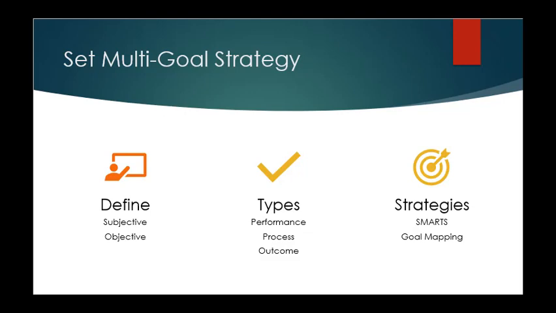Process goals are the actions that need to be taken in order to achieve the outcome goal, which the outcome goal is simply the result, or in our case, our target outcome.